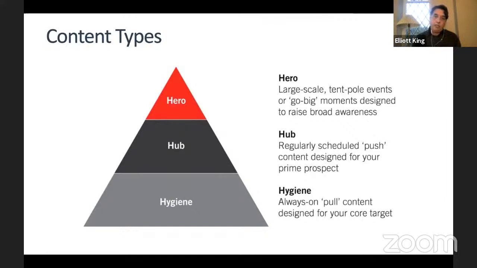And then hygiene content, in the context of websites, would be like the inquiry form, an e-commerce checkout form, or the service page for a B2B business. The contact us page. These are the utility bits of content.